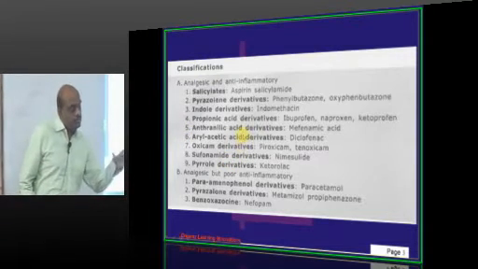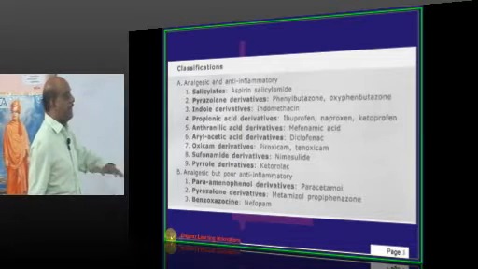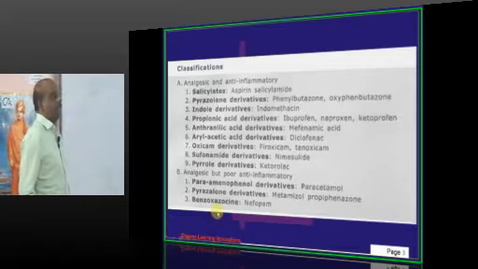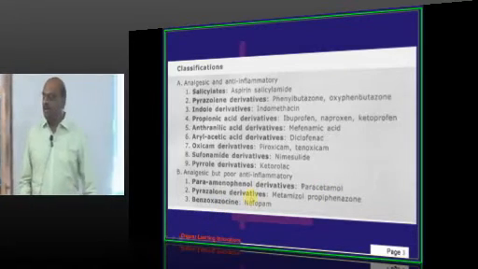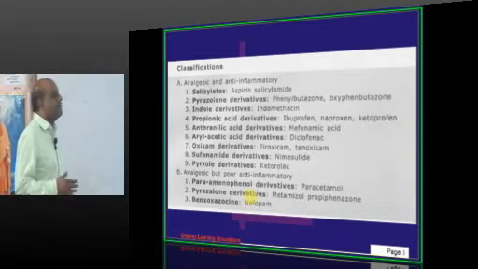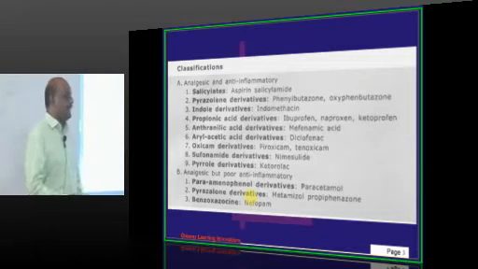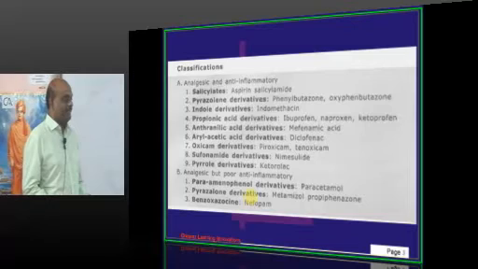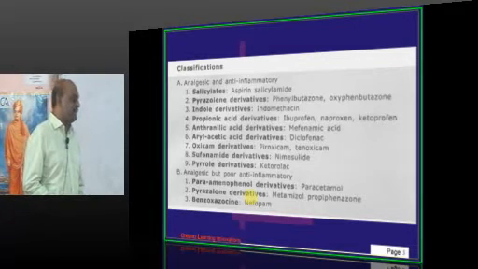You have another class of drugs which are only analgesic, but they don't have any anti-inflammatory activity. What are they? Paracetamol. Lot of people don't know that acetaminophen and paracetamol are same. Acetaminophen is what Americans call it. Paracetamol is what Britishers call it. Crocin is what the medical shop person calls it.